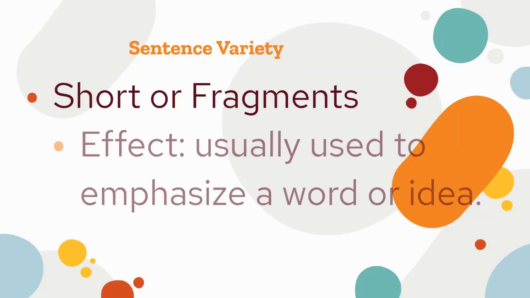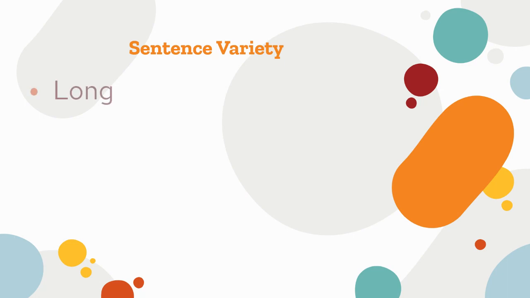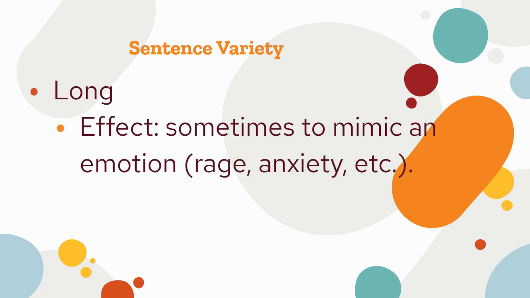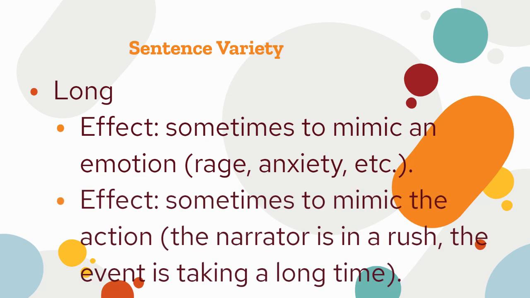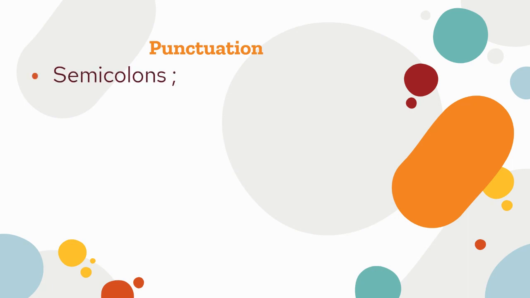All right, so look at the way, as you're reading, O'Brien's going to use short sentences or even fragments sometimes, so one-word sentences that obviously can't stand alone. And usually this is used to emphasize that sentence or that word or idea. You're also going to see some really long sentences, and sometimes that is to mimic an emotion, to show that he's really excited or to show that he's really anxious. Or sometimes it's mimicking the action. Something is taking a long time, so the sentence will take a long time. So look at the way he's using both long and short.